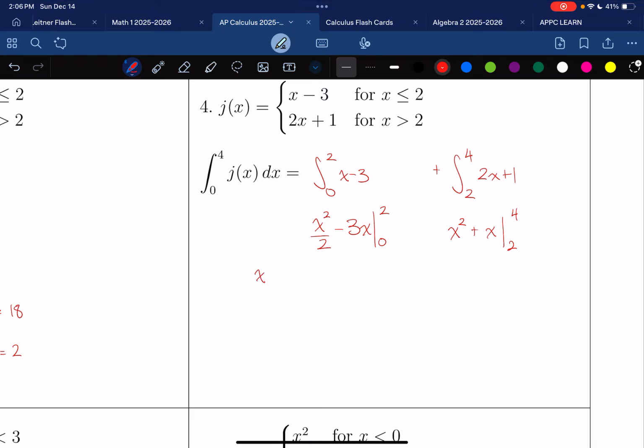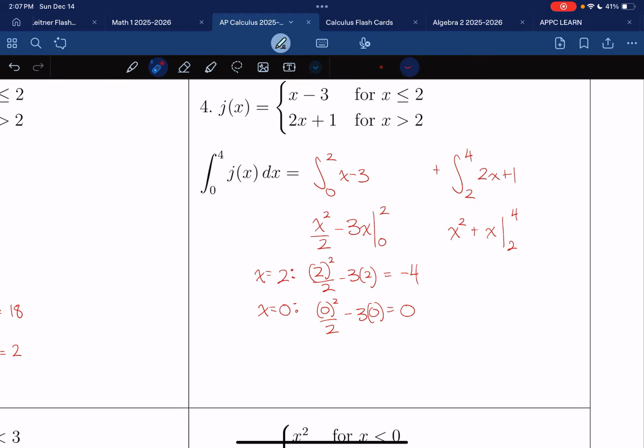All right, what happens when x is equal to 2? And when x is equal to 0. When x is equal to 2, I'm going to get 2 squared over 2 minus 3 times 2. That's going to be 4 divided by 2, which turns into a 2, minus 6, which is a negative 4. And down here when x is equal to 0, I'm going to get 0 squared all over 2 minus 3 times 0, which is 0. All right, so if I subtract those two pieces, I get a negative 4.